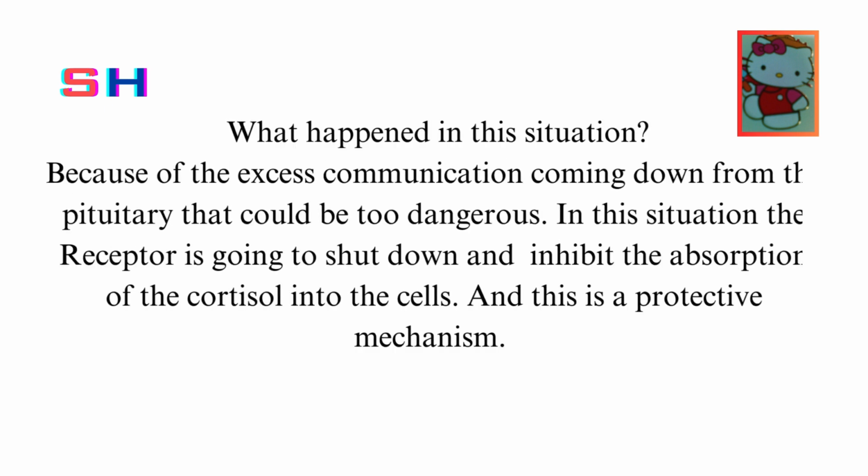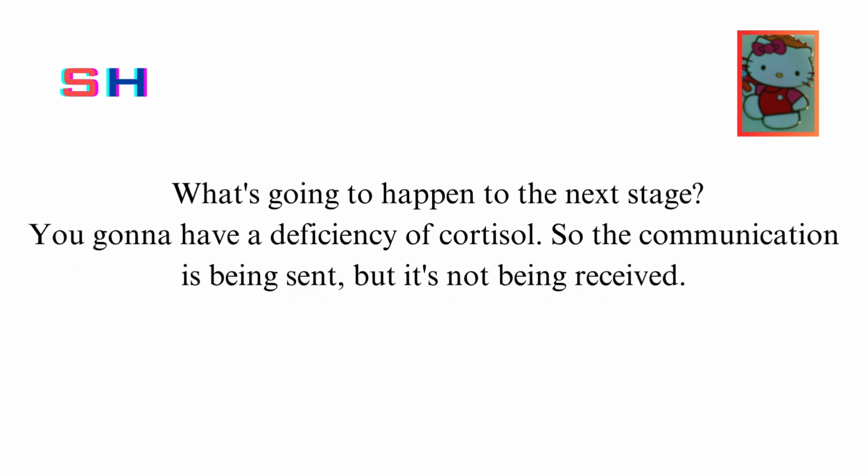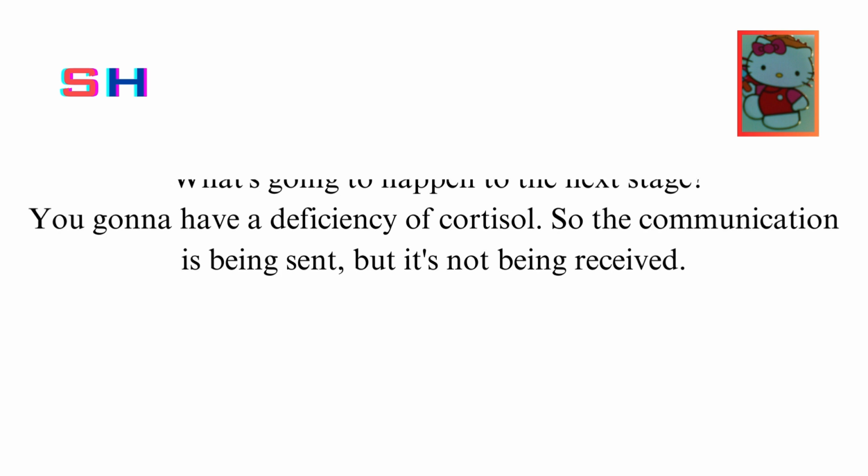What happens in this situation? Because of the excess communication coming down from the pituitary that could be too dangerous, the receptor is going to shut down and inhibit the absorption of the cortisol into the cells. And this is a protective mechanism. What's going to happen next? You're going to have a deficiency of cortisol. So the communication is being sent, but it's not being received.